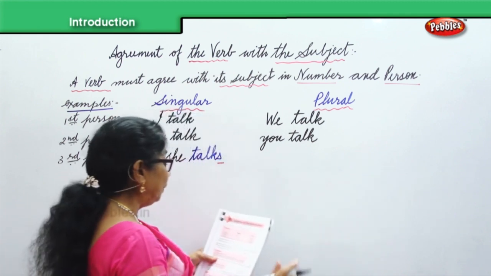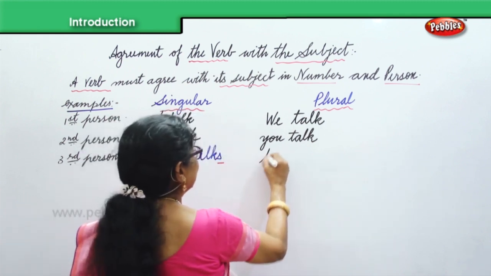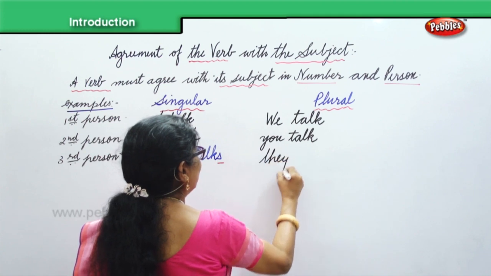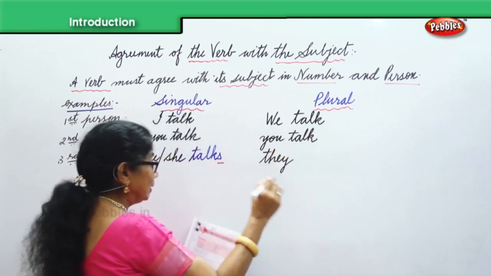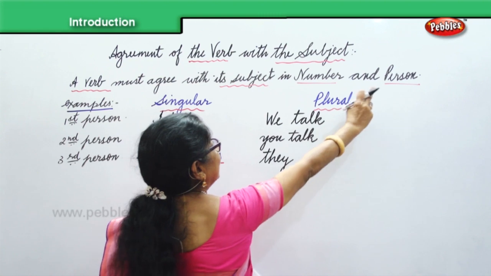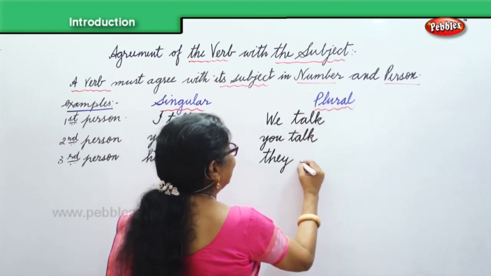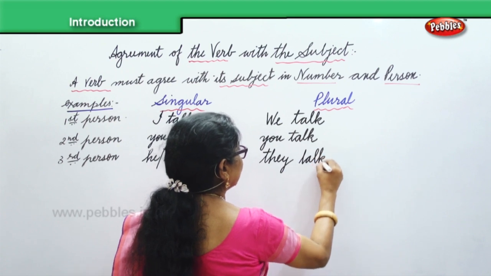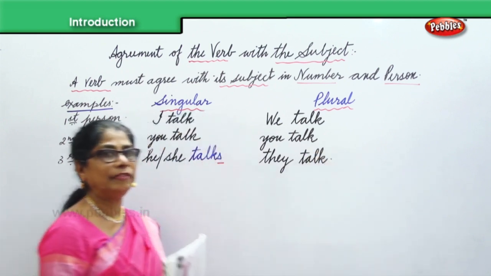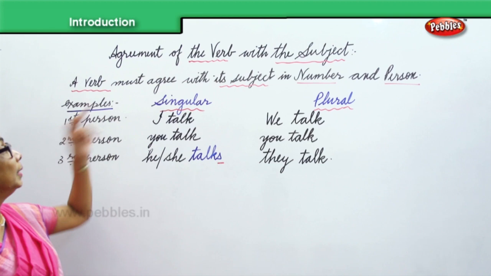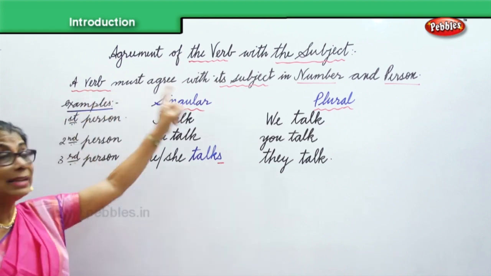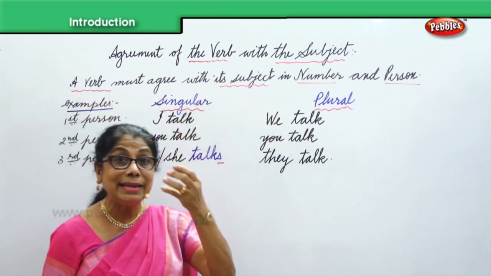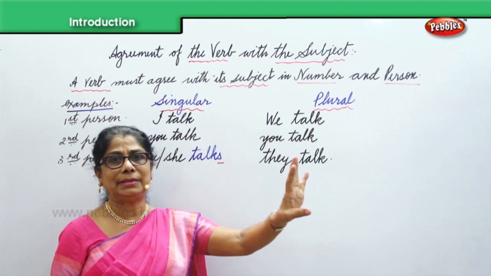And then in the third person, the number here is they. There are more than one or two persons, so the number is more. So you say they talk. Now this is what we have to be careful about: the verb must agree with the subject in number and person.